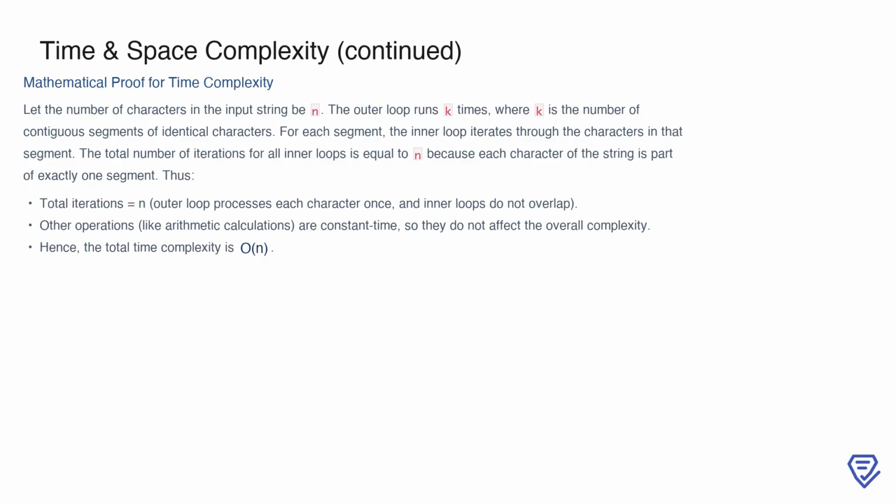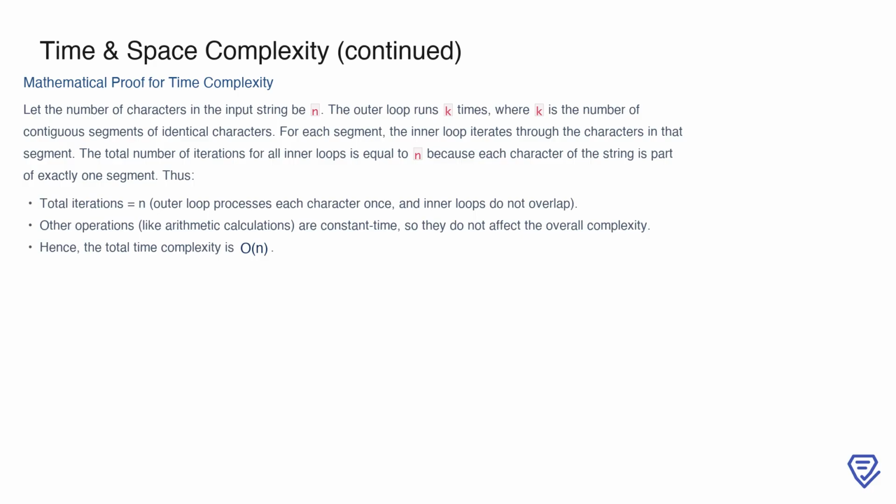The outer loop runs k times, corresponding to the number of segments, and the inner loop processes each character in a segment. Importantly, the inner loops do not overlap, meaning each character in the string is part of exactly one iteration of the inner loop. Thus, the total number of iterations across all inner loops is equal to n.